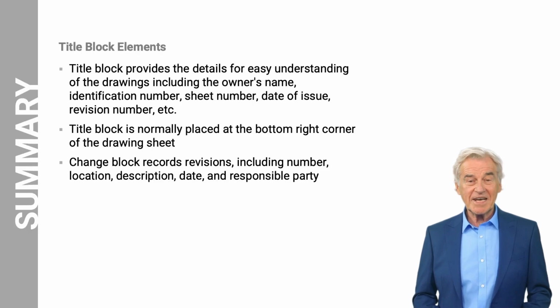In summary, a title block provides the details for easy understanding of the drawings, including information such as the owner of the blueprint, the title, the date of issue, and any revisions made. Typically, the title block is located at the bottom right corner of the drawing sheet. It is important to be able to find this information about a blueprint before using its contents. A change block is a designated area on a blueprint that records all revisions made to the original design, including the revision number, drawing location, description of changes, date, and responsible person's name or initials, ensuring a clear and traceable history of modifications.